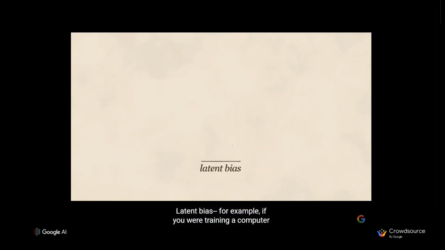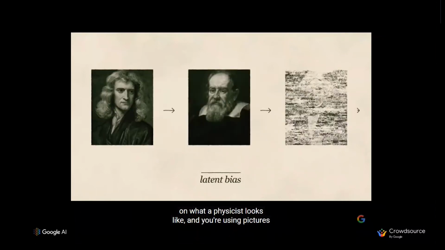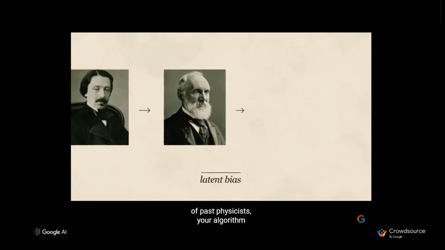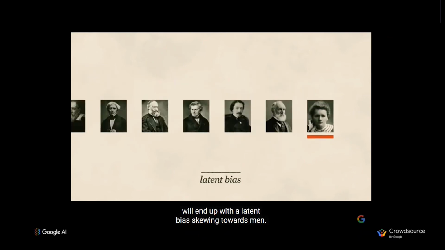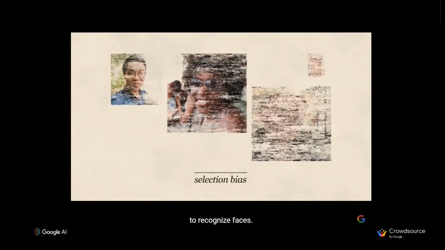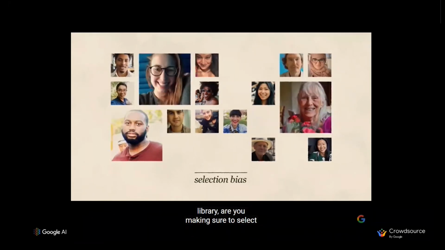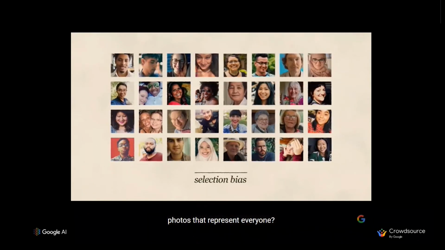Latent bias. For example, if you were training a computer on what a physicist looks like, and you're using pictures of past physicists, your algorithm will end up with a latent bias, skewing towards men. And selection bias. Say you're training a model to recognize faces. Whether you grab images from the internet or your own photo library, are you making sure to select photos that represent everyone?